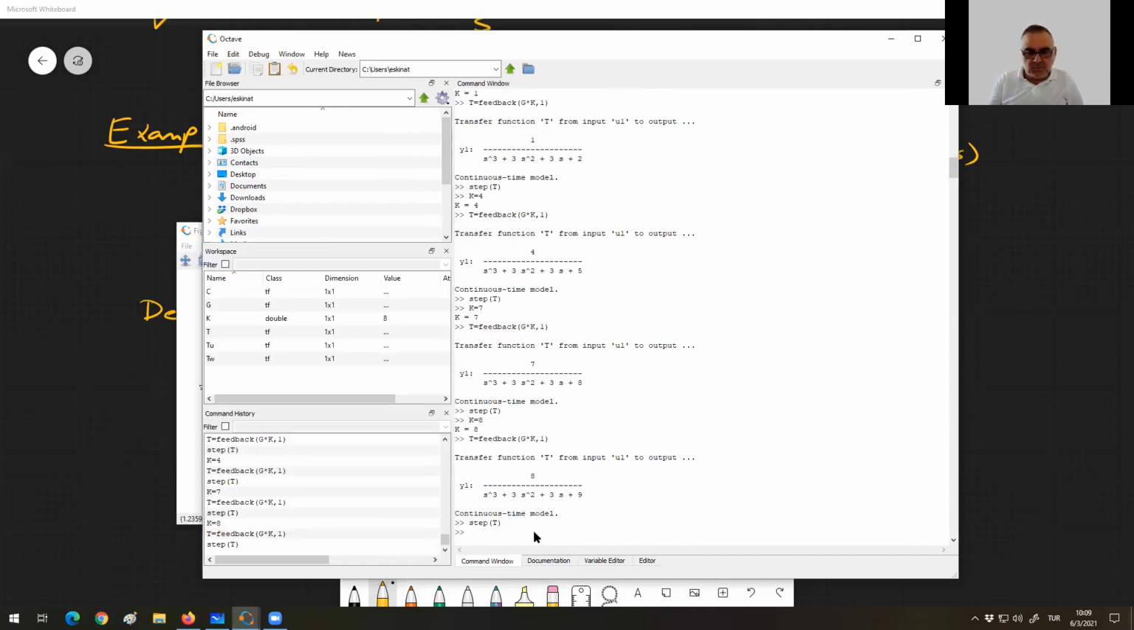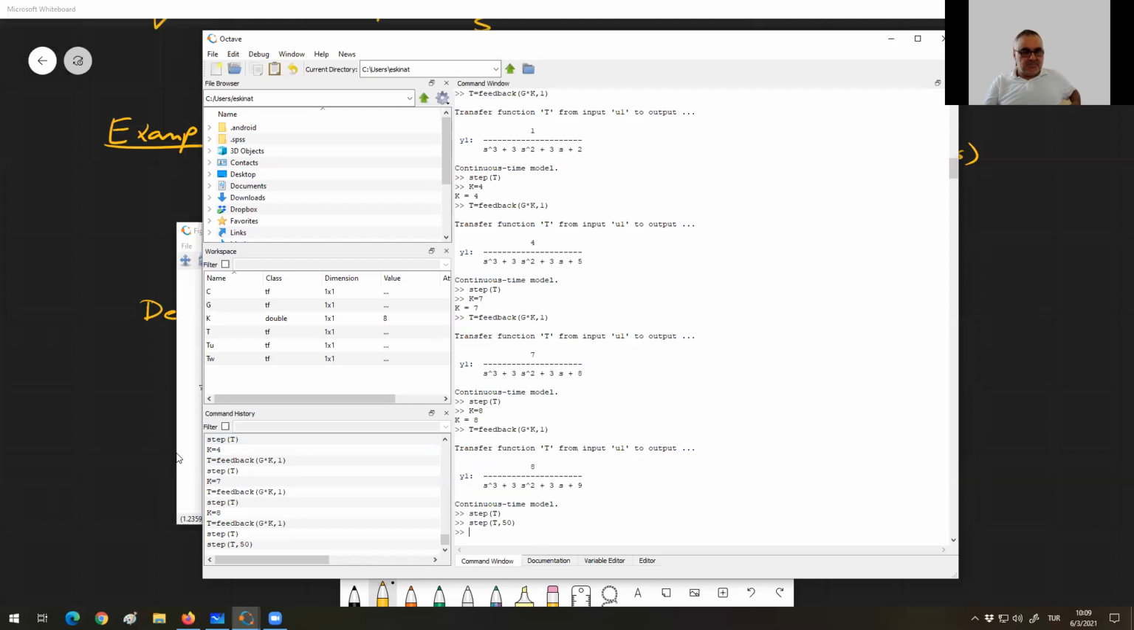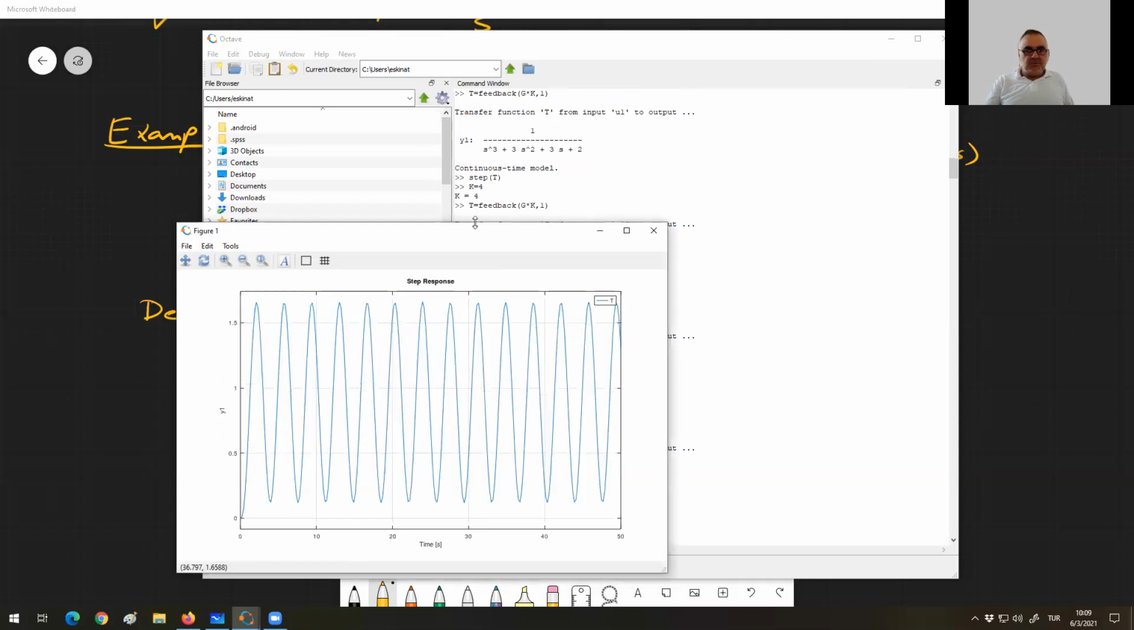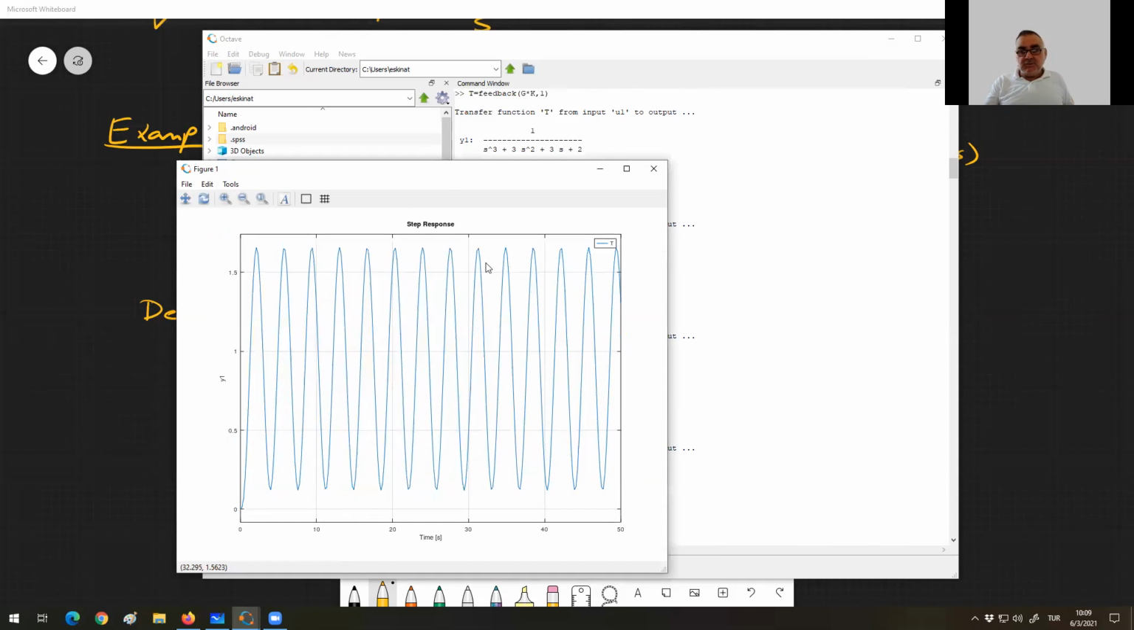Well, I have to do it for a long time. Let's say 50. Okay, now we have real oscillations, as you see. System response has sustained oscillations. We are in the limit of stability here. Okay, when K is equal to 8, anything more than 8 will make the system unstable.